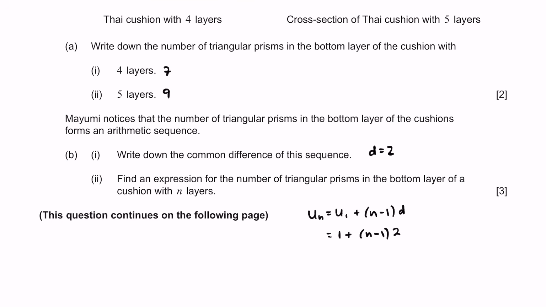If we wanted to, we could expand. So 2 times negative 1, 2 times n. And so we would have something like this. 1 plus 2n minus 2 times negative 1 is negative 2. Now we have 1 plus negative 2, or negative 2 plus 1, is going to give us negative 1. And altogether we would have 2n minus 1. But you can actually leave it like this, and that would be perfectly fine as well.